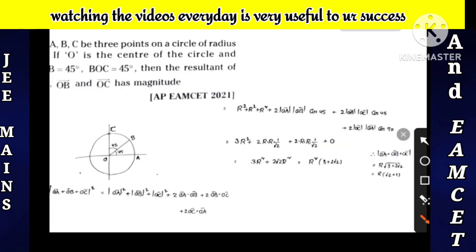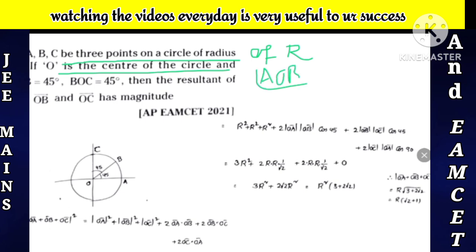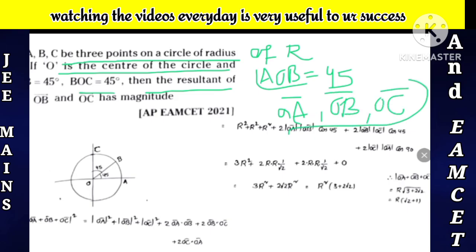Okay, see the next problem. The question is: if A, B, C are three points on the circle of radius capital R, here the given radius is capital R, and if O is the center of the circle and angle AOB is equal to 45 and angle BOC is equal to 45, then find the resultant of the vectors OA bar, OB bar, OC bar. We have to find the resultant of the three vectors.